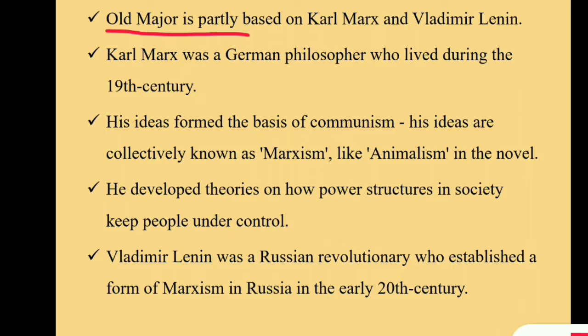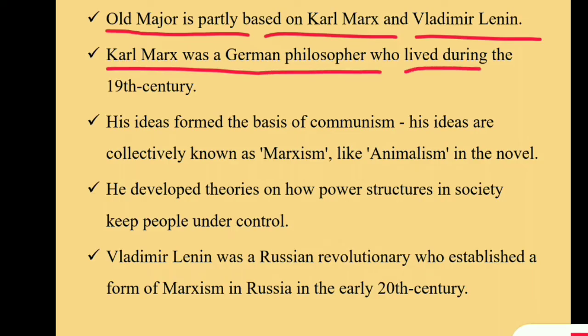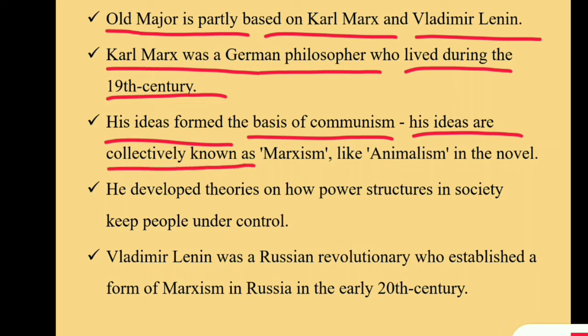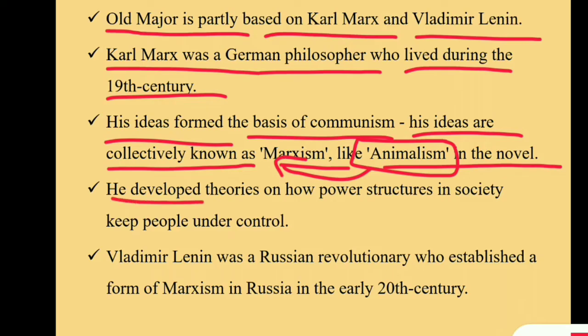Here, this is very important. Old Major is partly based on Karl Marx and Vladimir Lenin. Karl Marx was a German philosopher who lived during the 19th century. His ideas formed the basis of communism. His ideas are collectively known as Marxism, like animalism in the novel. So the animalism which is started in the story reflects the ideas of Marxism. He developed theories on how power structure in society keeps people under control. If we read the theory of Karl Marx, we will understand distribution of power. So this is seen in this novel as well.